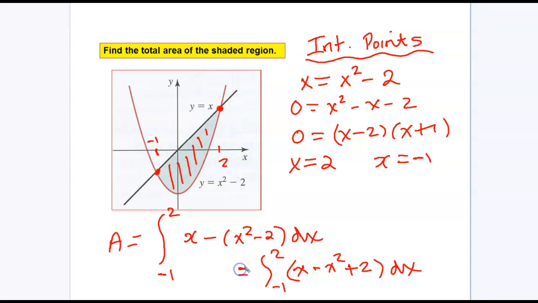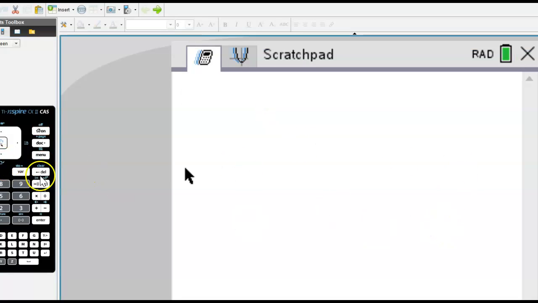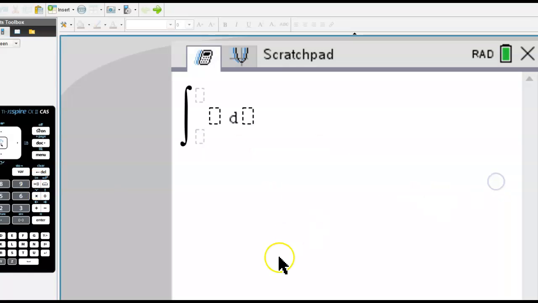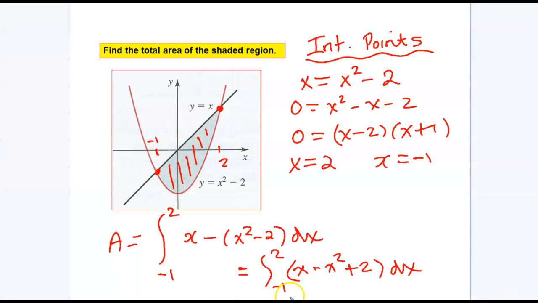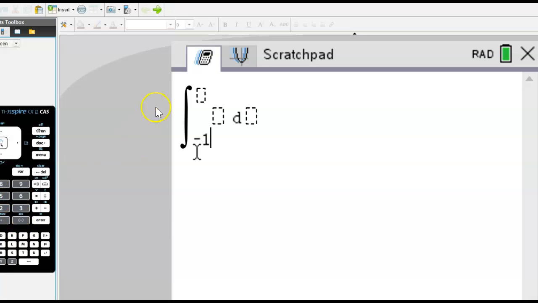So to do that, we're going to get out the TI Nspire, and we are going to do a calculation. Right beside number 9, I'm going to hit that button. That brings in a bunch of features, and I'm going to click on the definite integral. My definite integral is going from negative 1 to 2. Again, make sure you use the negative key for the 1, which is right down there in red. So negative 1 to 2 are my limits.